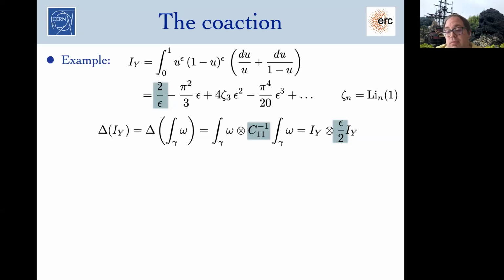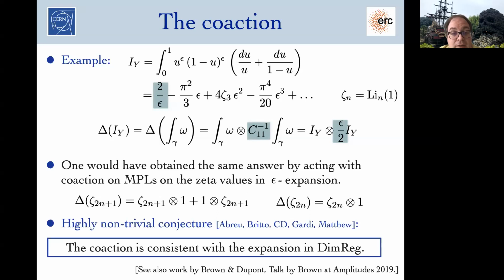This is one term. But this one term represents an infinite number of terms in the Laurent expansion. And each of these terms, the coefficients, are polylogs, or they're zeta values, which are special values of polylogs. So I could have gone and computed the coaction evaluated on each of these coefficients term by term, using the coaction on polylogs that I showed at the beginning. And I show it here in the special case of zeta values.